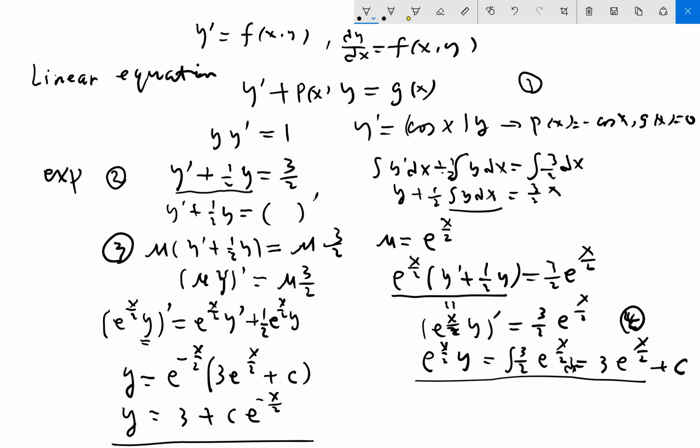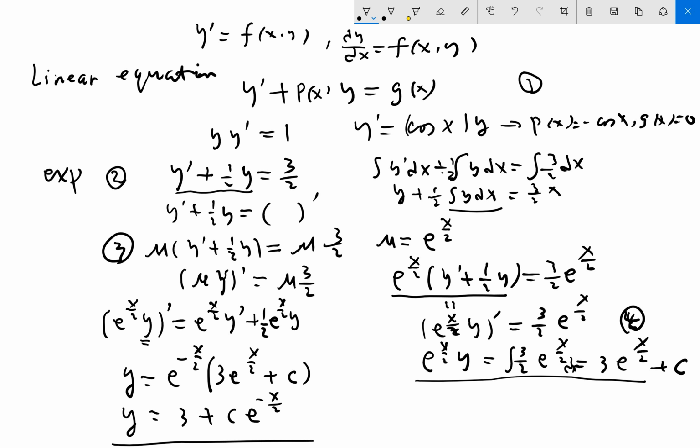So let me summarize what we're doing here. We try to solve equation 2, which is a linear equation. So we don't know how to solve that. So what we do is multiply equation 2 by a function mu, which we call an integrating factor. Multiply by mu. Equation 2 and 3, they are equivalent, which means they have same solutions, if mu is non-zero.